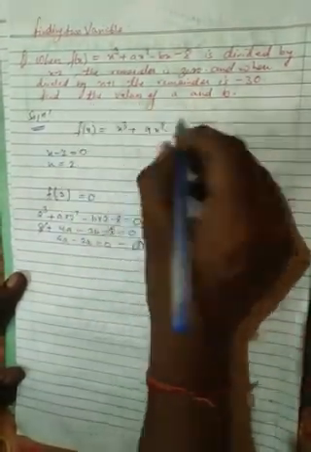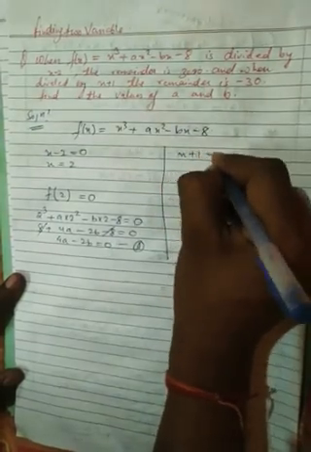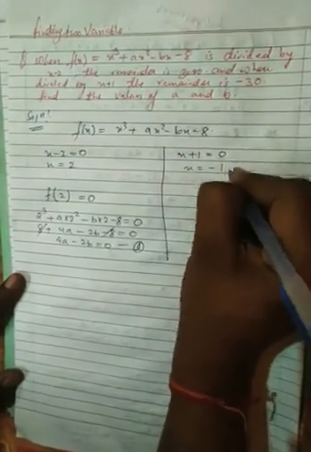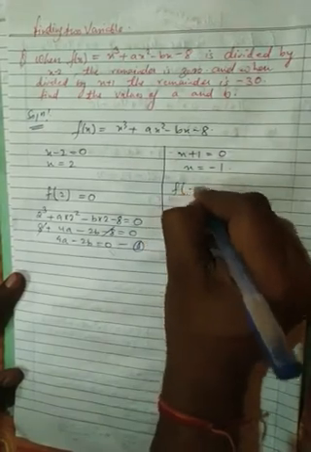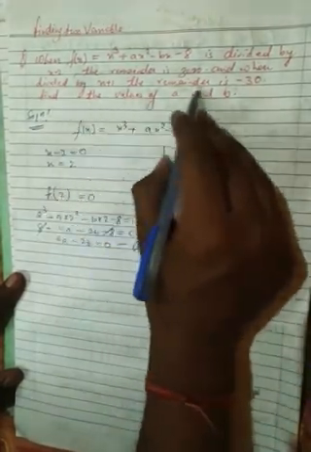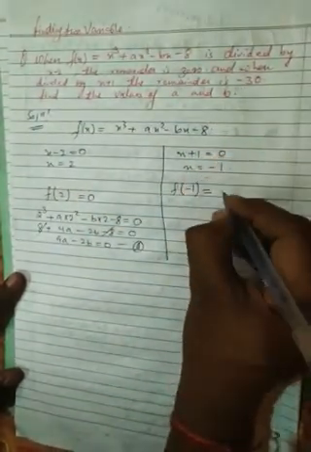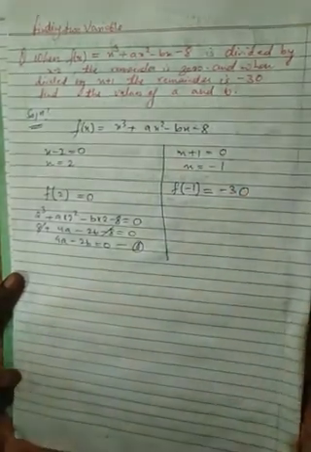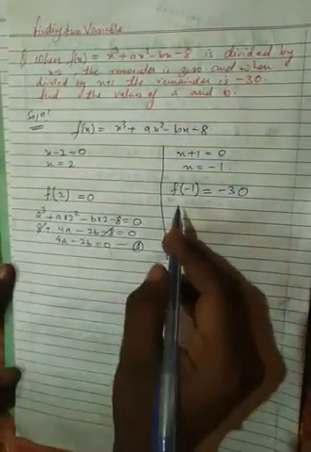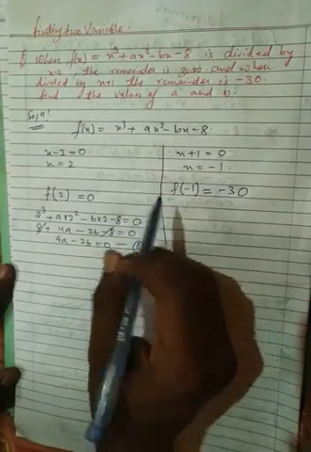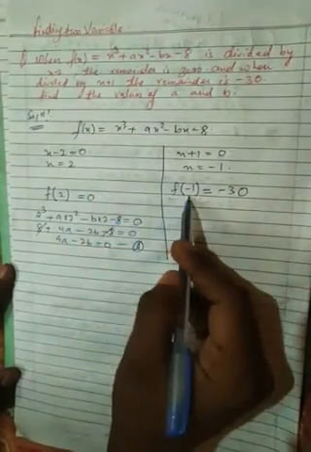Now again we have to divide by x plus 1, so we take it as 0. x is how much? Minus 1. Now if I take f of minus 1, the remainder is how much? The remainder is told to be minus 30. So we know that the remainder should be minus 30. So we put f of minus 1, which means in the equation here I have to substitute x as minus 1.